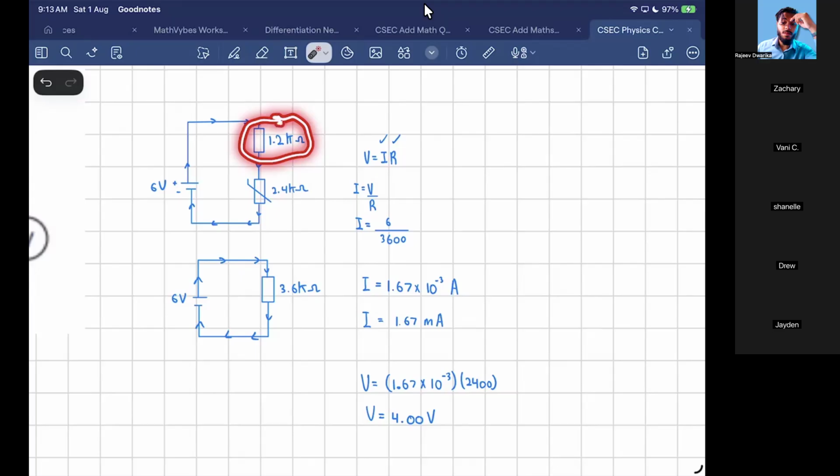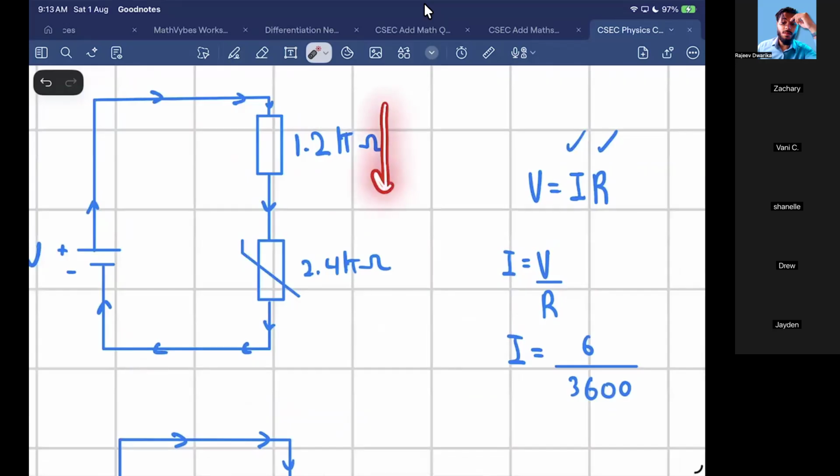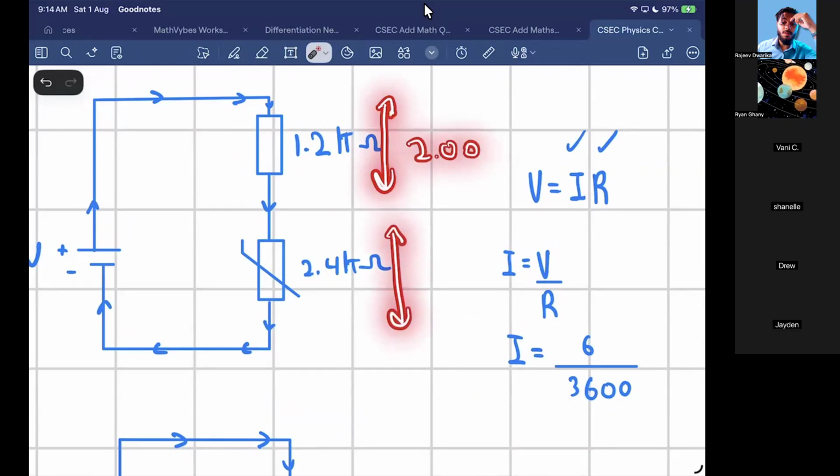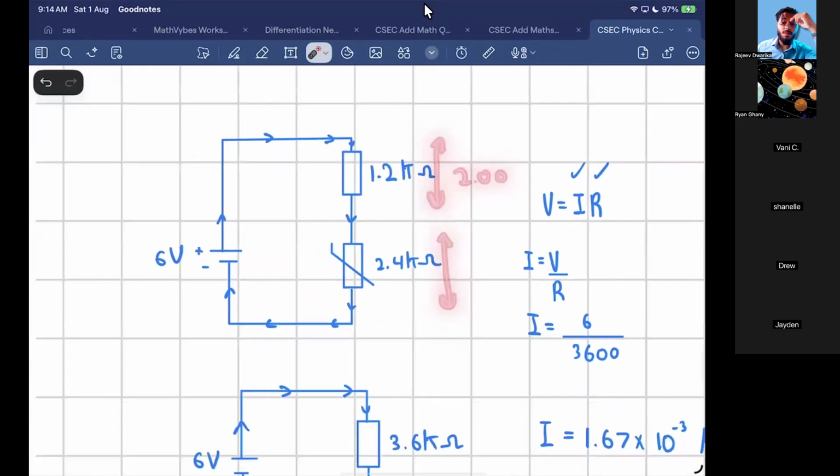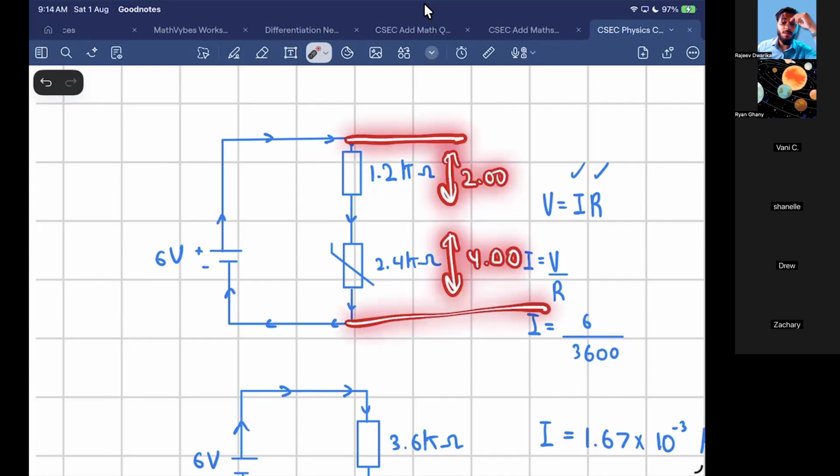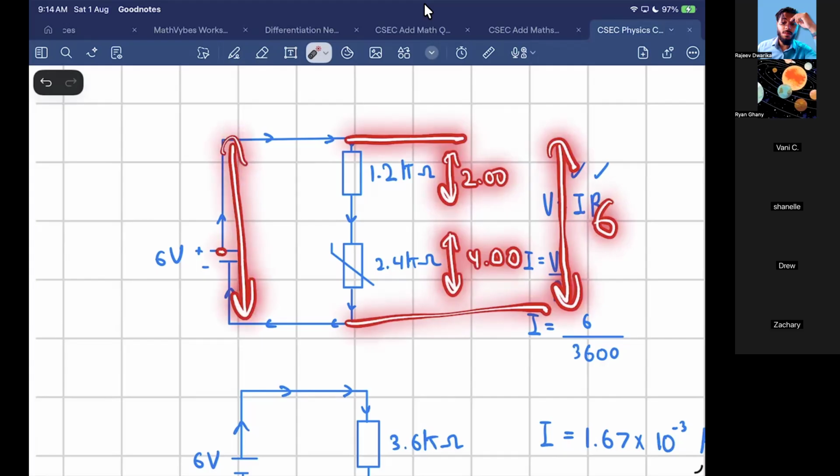Right. This is the part where I blow the mind. What did I get for the answer? 2.004. And what did I get for this one? 4.00. 4.0. 2 plus 4 is? 6.